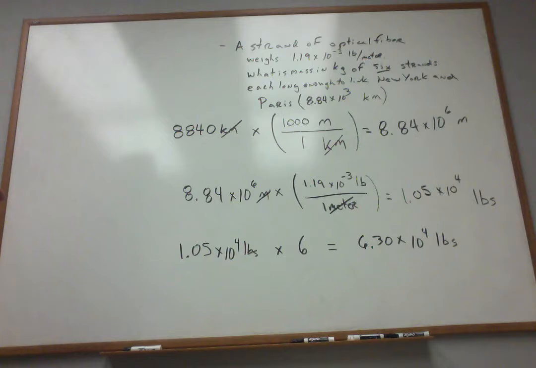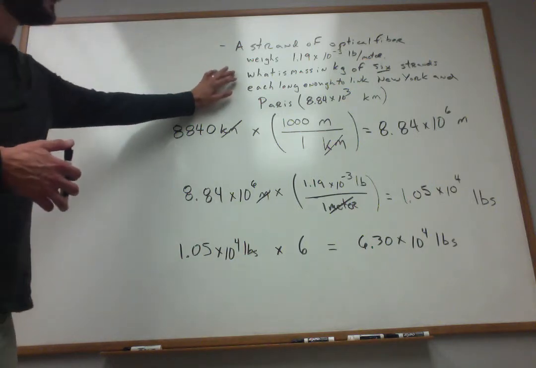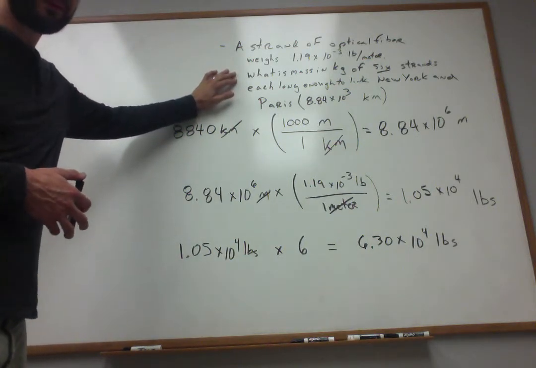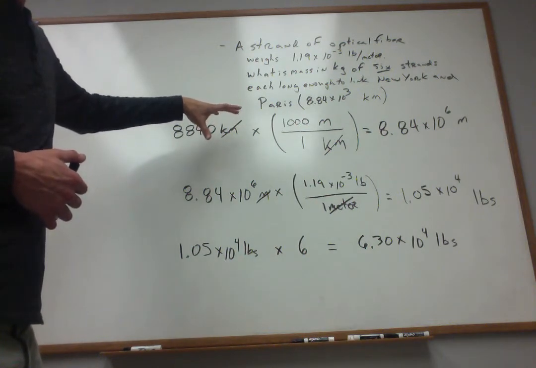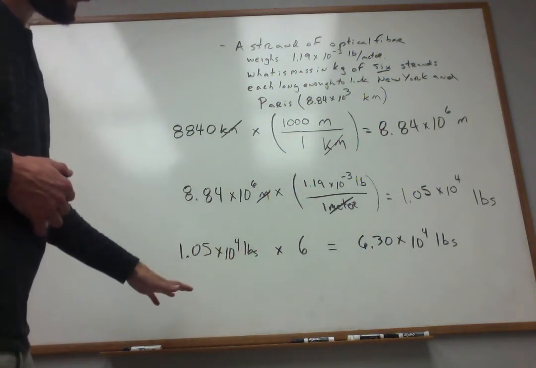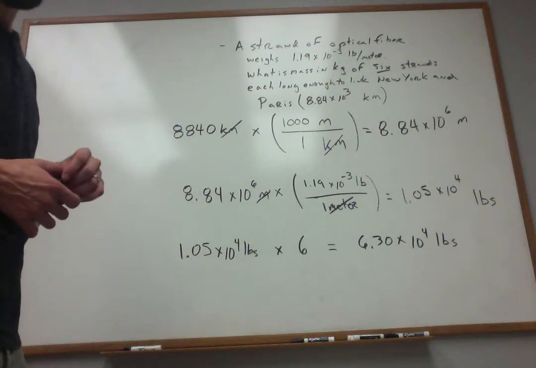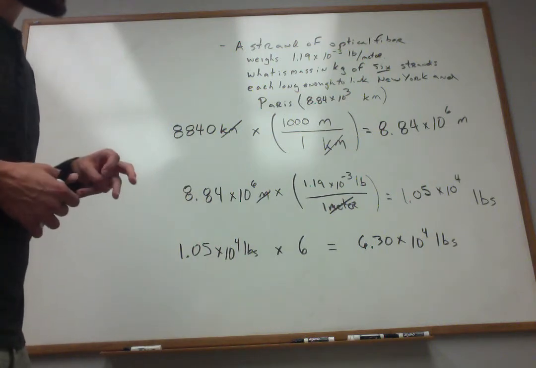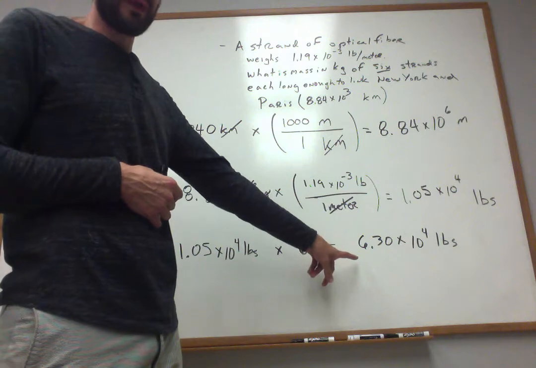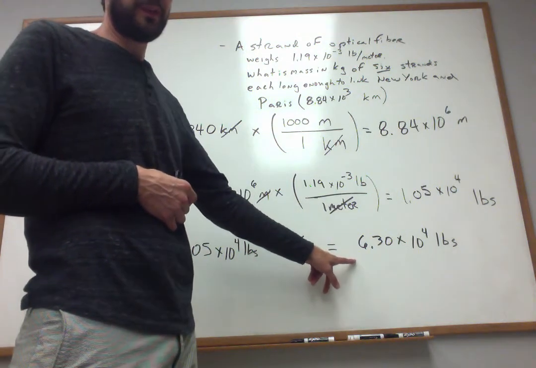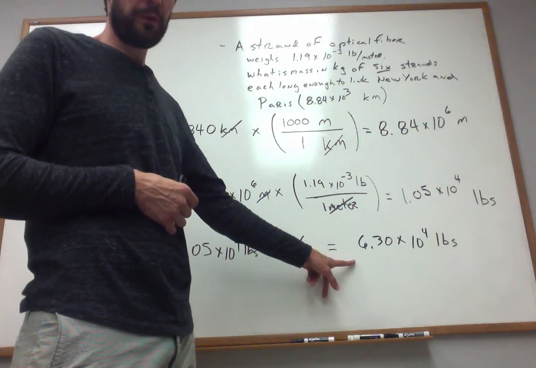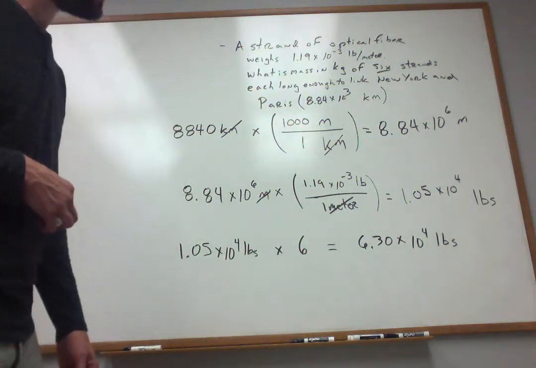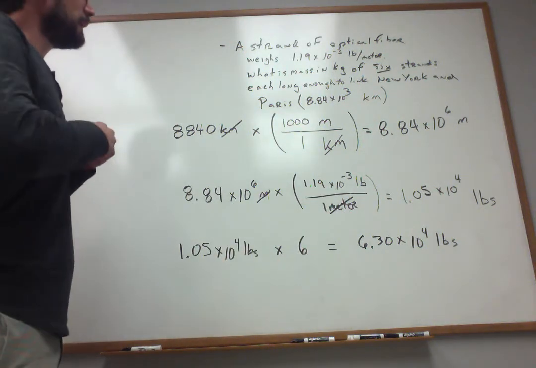Now, another thing we need to consider in problems like this is it's really easy to, even if you come up with a strategy very quickly, to get on the right track but not finish the problem. It's really easy to do that. And I have to kind of challenge y'all. Are we finished with this problem? We have the mass of 6 of these, or the weight of 6 of these fibers, right? It's 6.3 times 10 to the fourth pounds. We're done. But we're not quite done, right? What did we miss?